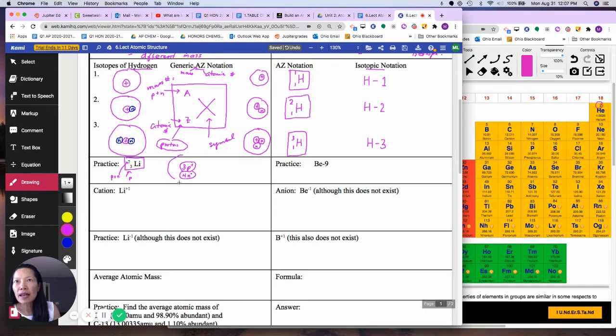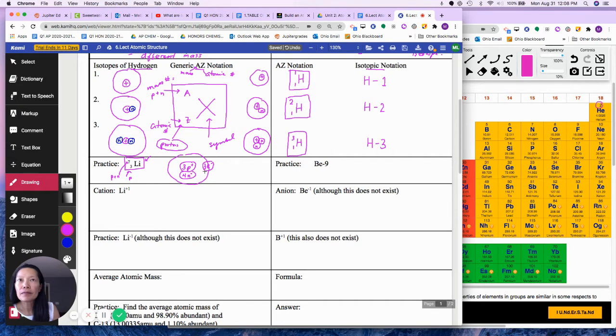Electrons are on the outside. Because this atom is neutral, and you can tell it's neutral because there's nothing on the top right-hand corner, that means it's 0. You have to have equal number of protons and electrons. Therefore, this has 3 electrons. And that is a neutral lithium isotope.